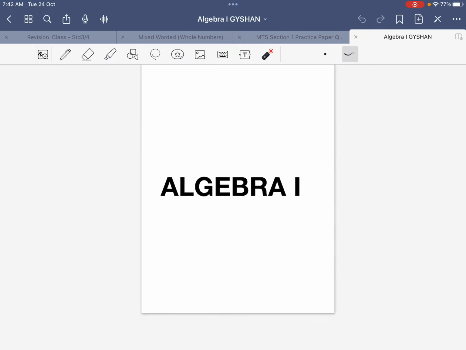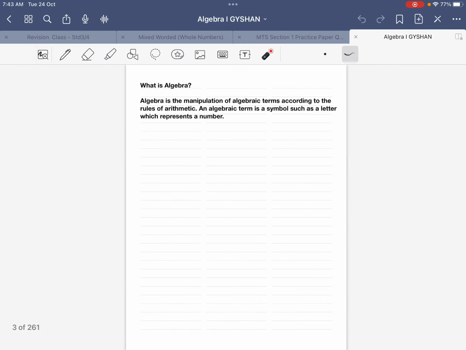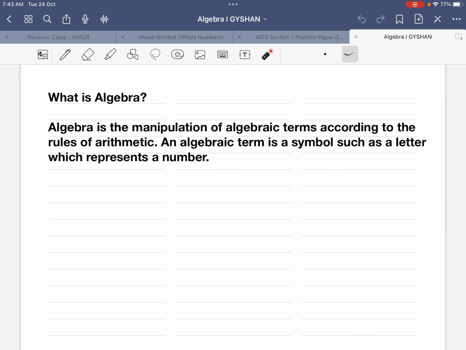Algebra. We will begin with a definition. What is algebra? Algebra is the manipulation of algebraic terms according to the rules of arithmetic. An algebraic term is a symbol such as a letter which represents a number. So I will give a simple example.